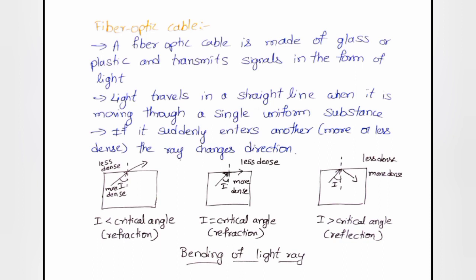So if the angle I is less than the critical angle, it is called refraction, and I equals the critical angle, it is also called refraction, and I greater than the critical angle, it is called reflection. So if the light ray travels within the dense medium, then it is called reflection. And if the light ray passes from a more dense medium to a less dense medium, it is called refraction.